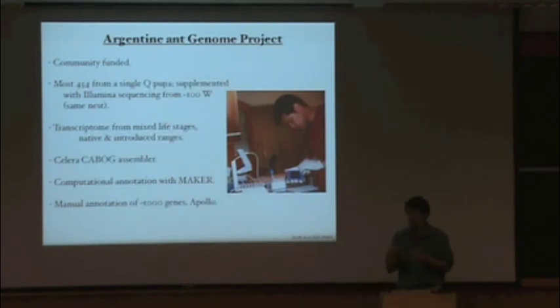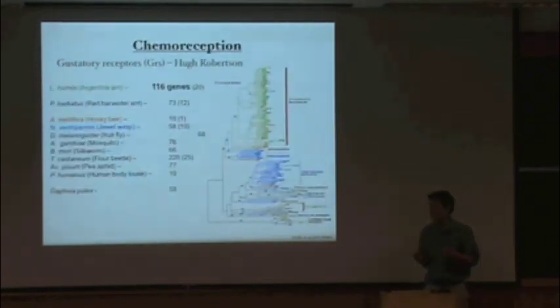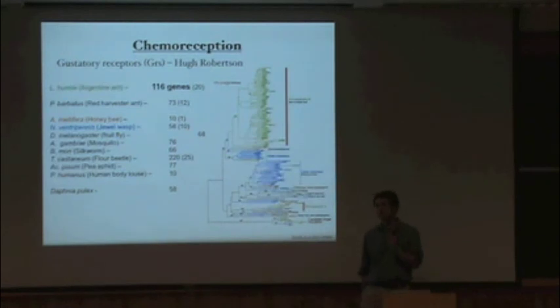This genome sequence was just published a couple months ago in PNAS, and I'm going to end with just a few things that came out of this genome sequence that are relevant for what I've been talking to you about today. One of the first things is that it became immediately clear that Argentine ants are just bristling with chemical sensors, more than anything we've ever seen before.